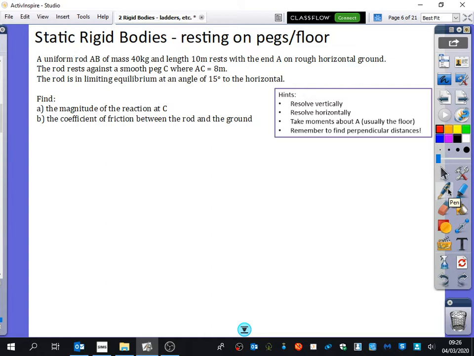Usually you take moments about the floor, but sometimes in these ones, these are the ones where you're likely to not be taking moments about the floor. So it says here that they are resting on pegs or they are resting on the floor. And we'll use this ruler that I've got here as a bit of a model.